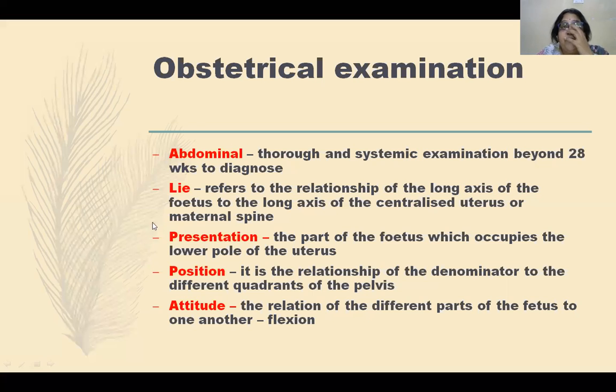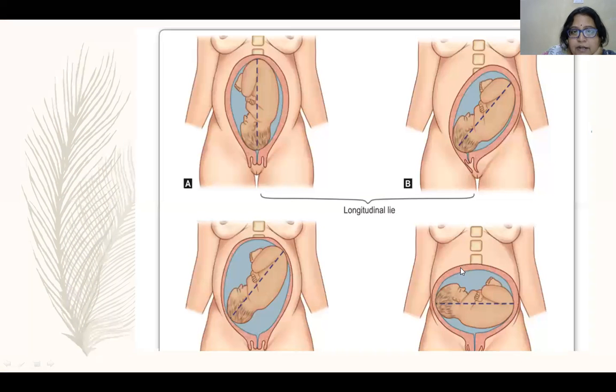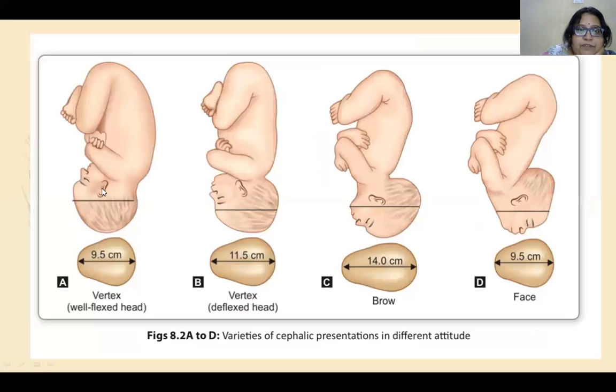Next, what is position of the fetus? Position is the relationship of the denominator to different quadrants of the pelvis. What is a denominator? Denominator is the prominent bony portion in the fetus. See, this is a well-flexed head. So, what is the prominent bony portion which is present in the lowermost pole of the uterus? It is the occiput. So, here the denominator in vertex presentation is occiput.